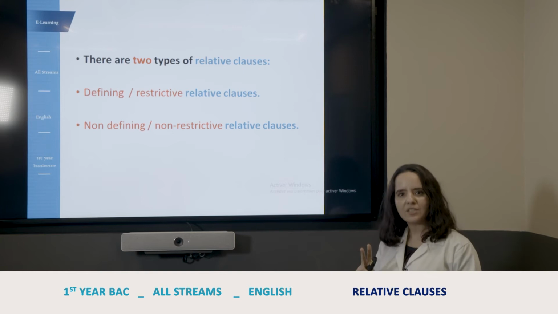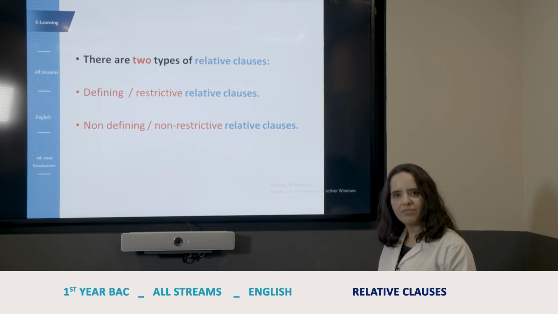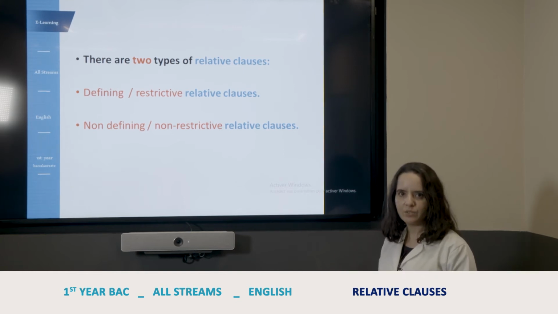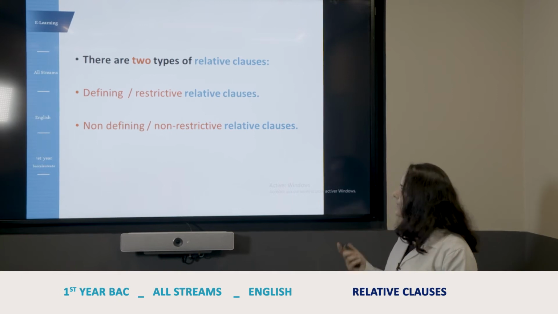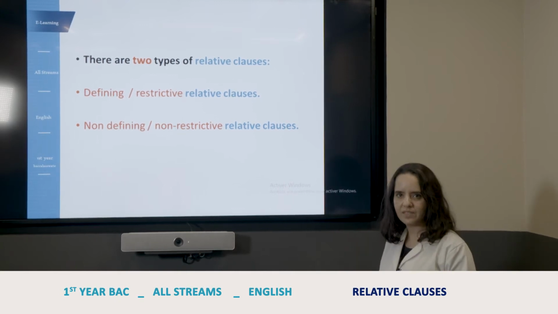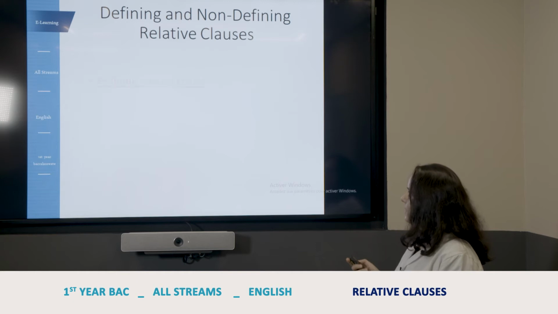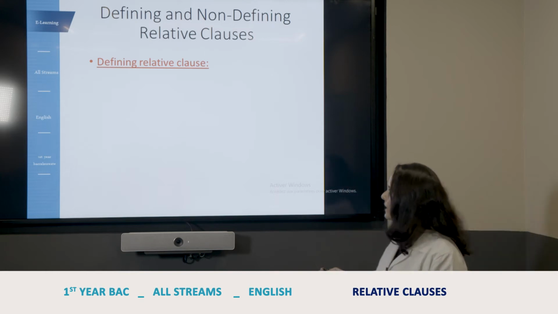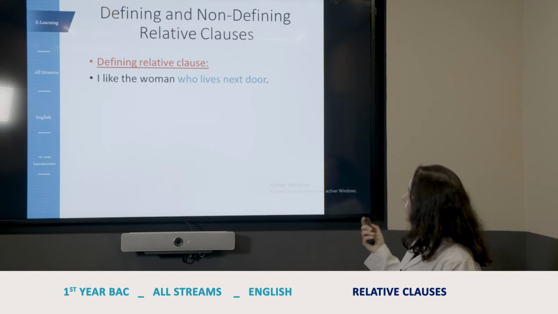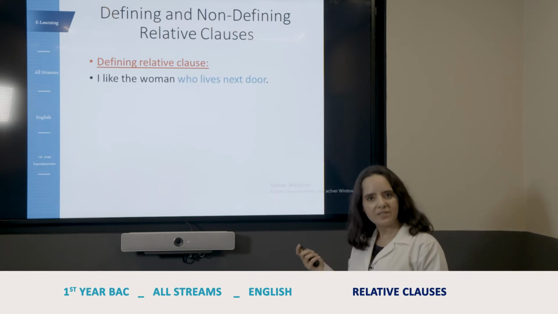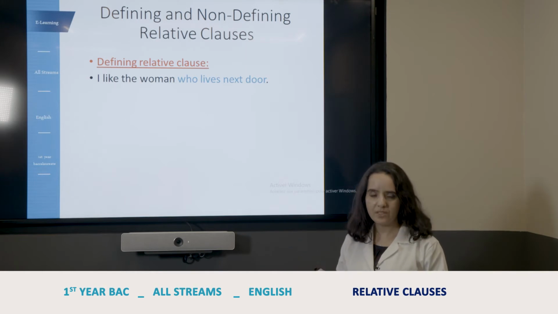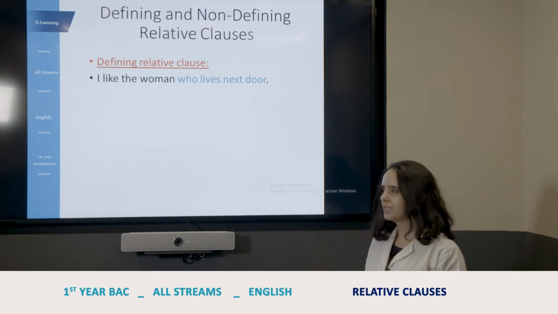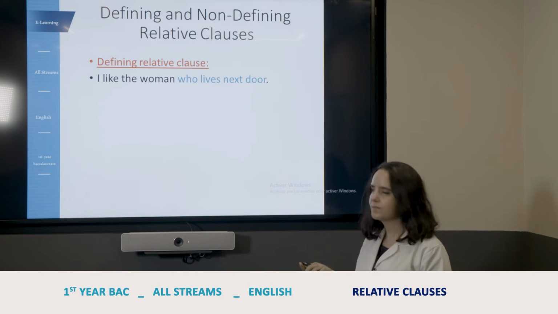And there are 2 kinds of relative clauses, defining and non-defining relative clauses. We also call them restrictive and non-restrictive relative clauses. A defining relative clause gives us essential information to the meaning of the main clause. For example, I like the woman who lives next door. Who lives next door is really very important in the sentence because it tells us which woman I'm talking about.